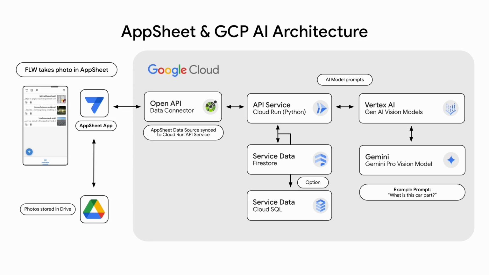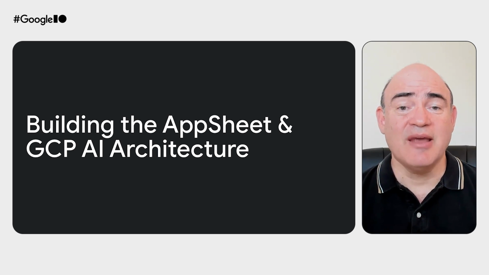a lot more options with Google Cloud serving as your backend. After considering the different options for an AI solution with cloud, here's a generic AppSheet plus GCP AI architecture that we'll be referring to in the remainder of this session. The following slides will now show step-by-step how to build the components of a more sophisticated AppSheet and GCP AI architecture.